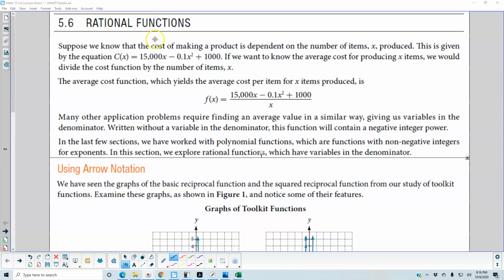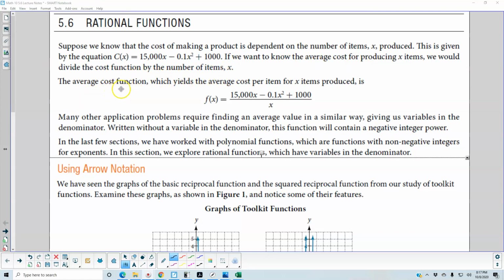Section 5.6, Rational Functions. Suppose we know that the cost of making a product is dependent on the number of items x produced. This is given by the equation C(x) = 15,000x - 0.1x² + 1,000. If we want to know the average cost for producing x items, we divide the cost function by the number of items x.